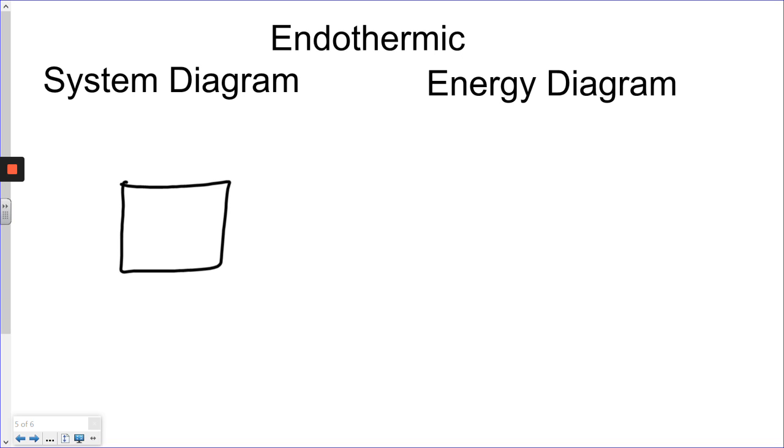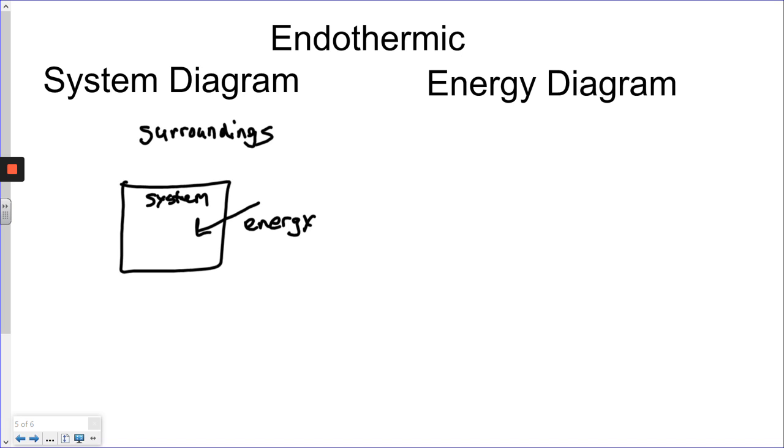And if this box is our system, everything else around it are the surroundings. So for an endothermic reaction, endo means into. Endothermic reactions are when heat or energy is flowing into the system. So if I think of this as my energy flowing into the system, that is what an endothermic reaction is.